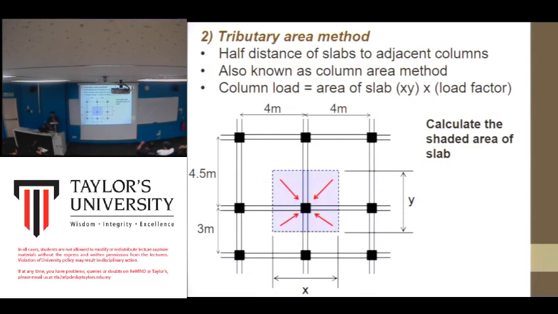Okay, so this is the second method. Please pay attention, because this is the one that you're going to use for your assignment, and it might come out in the exam. The second method to calculate the column load is the tributary area method.